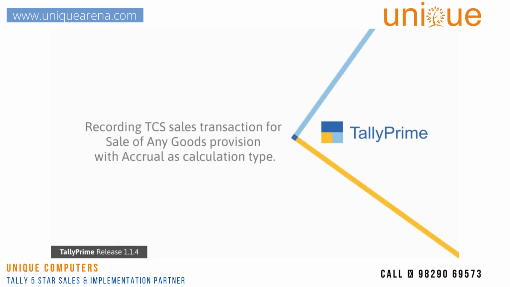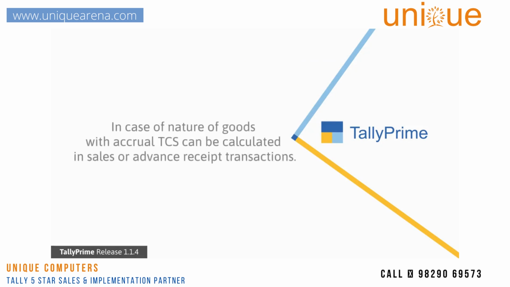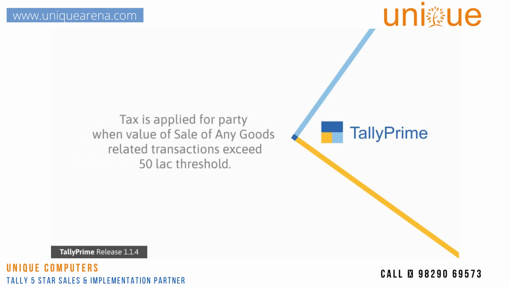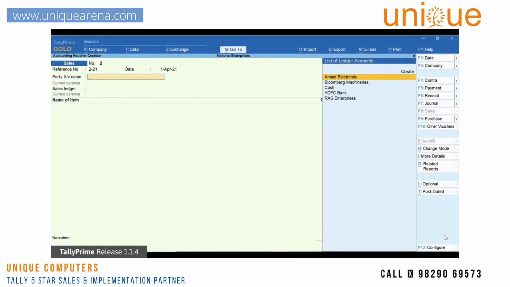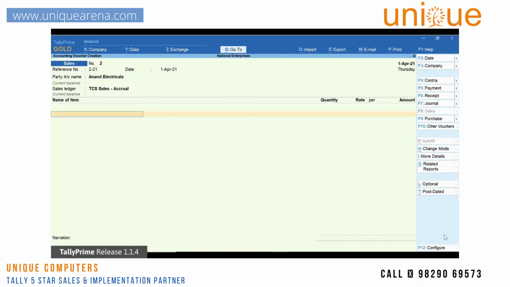Now let us see how TCS is calculated for a sale of any goods accrual nature. In case of accrual nature, tax will be calculated either in the TCS sales or advance receipt transaction. This happens when the value of transactions related to the party for sale of any goods provision exceeds 50 lakhs in the current financial year and only on the value above threshold limit. In the TCS sales invoice, select TCS party. Select the TCS sales ledger where accrual nature of goods is selected. Select the stock item, enter the quantity and rate.